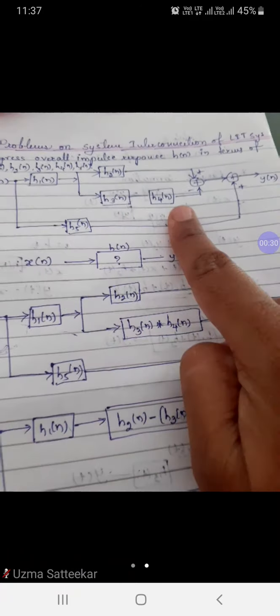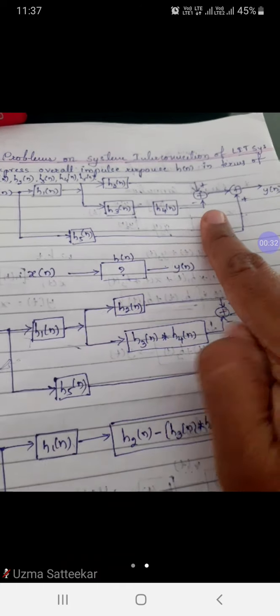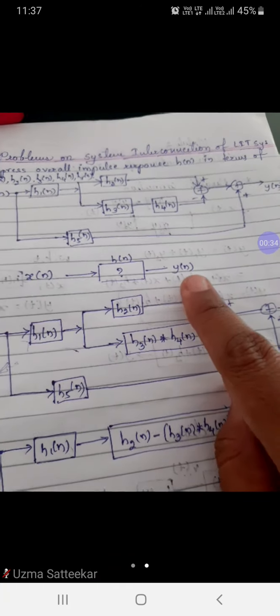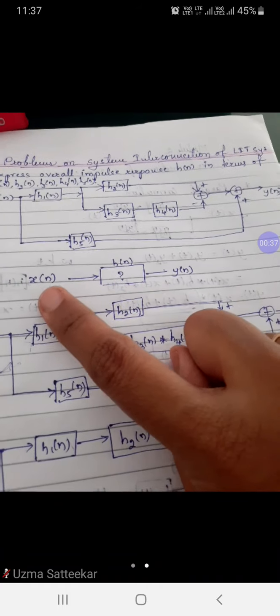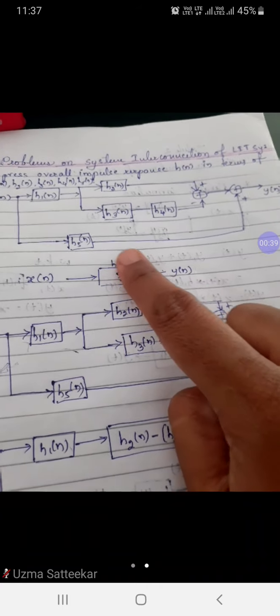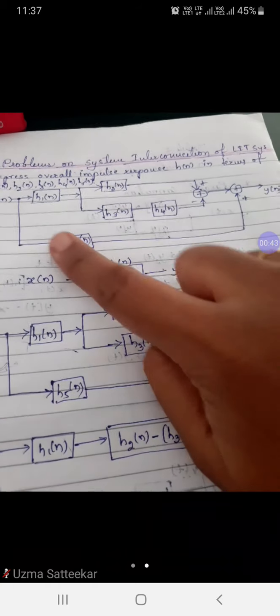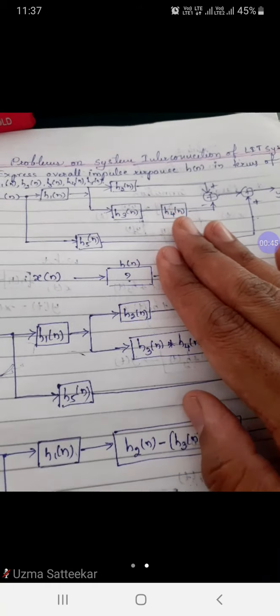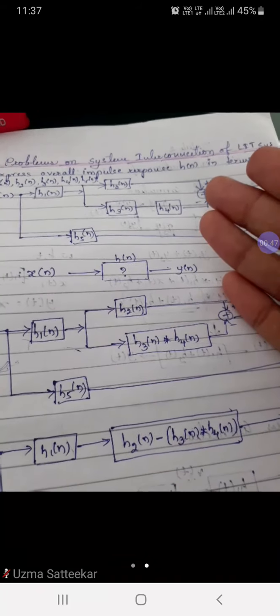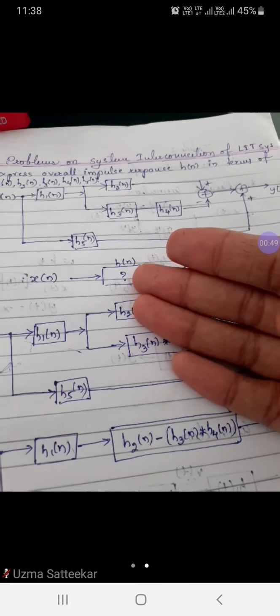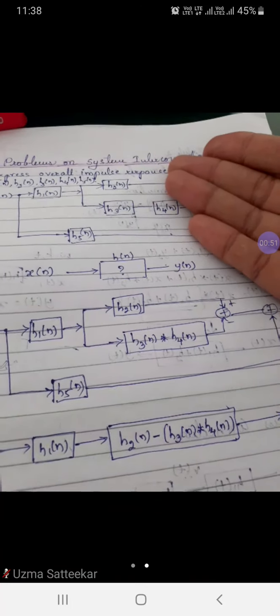If this is a block which has many impulse responses, with input x and output y, then the overall impulse response h is to be found in terms of all these impulse responses. This is one way of asking the question. One more possibility is they will give you the overall impulse response, and you need to draw the block for it.